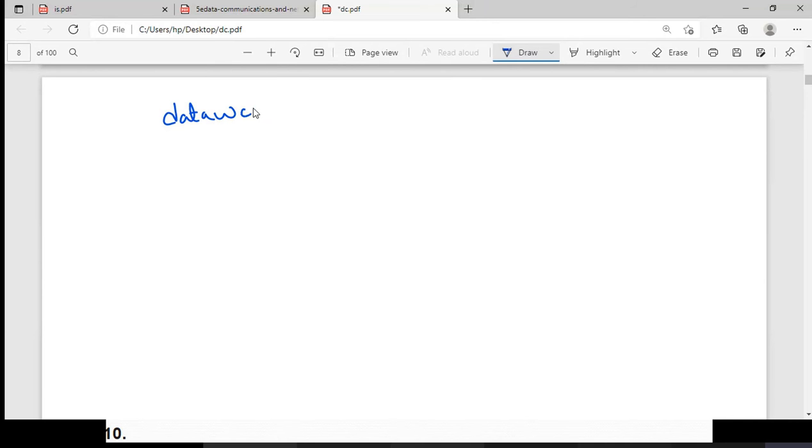So here, what is the data word, what is the data I want to share? I'll write it here. I will solve only one problem. If you understand this problem thoroughly, you can solve any number of bits, whatever data they give. Okay, this is the data word.